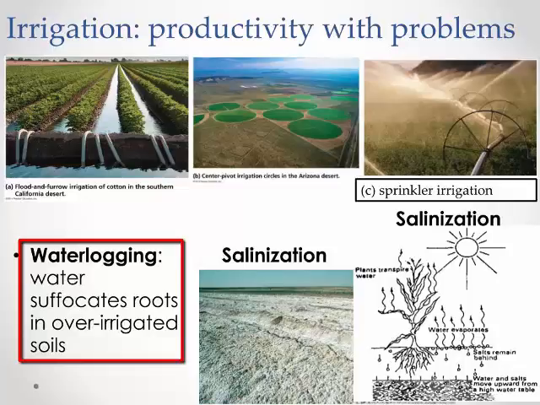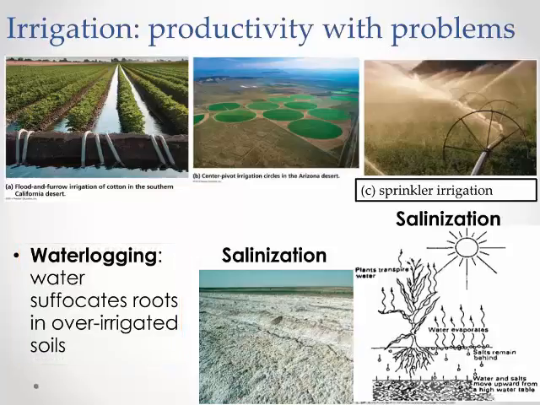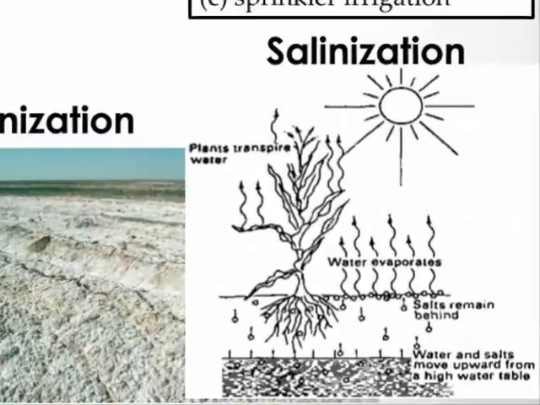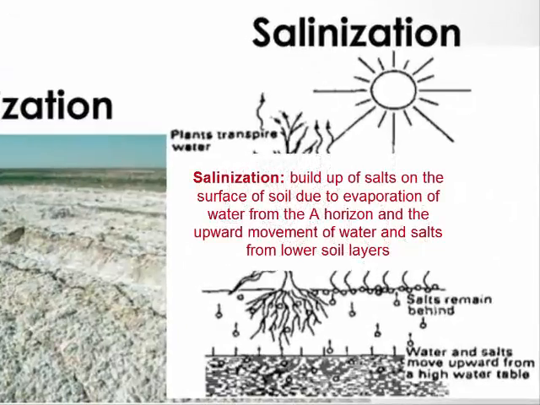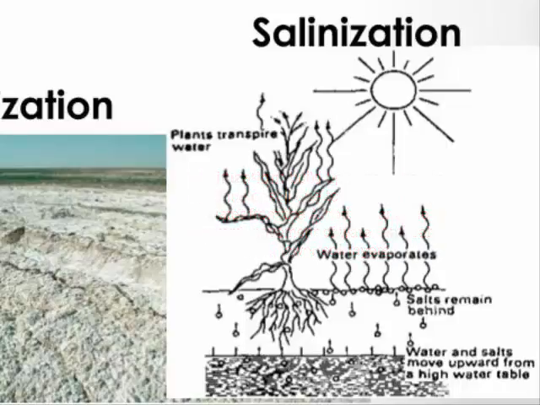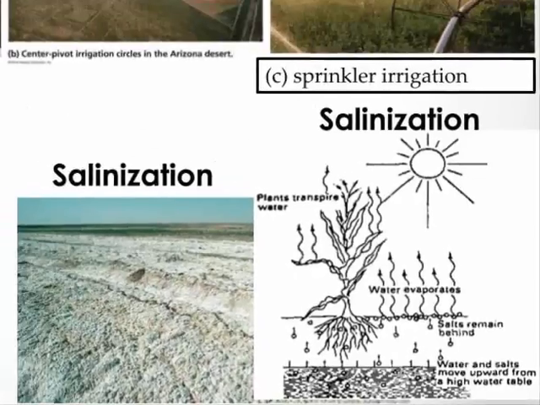Waterlogging is when plants are overwatered, which causes the soil to be saturated and the water table to rise, consequently suffocating the plant roots. Another problem soils face with irrigation is salinization. Salinization is a buildup of salts on the surface of soil due to evaporation of water from the A horizon and the upward movement of water and salts from lower soil layers. Salinization leaves the surface of the soil white with salts and is especially problematic in dryland areas.